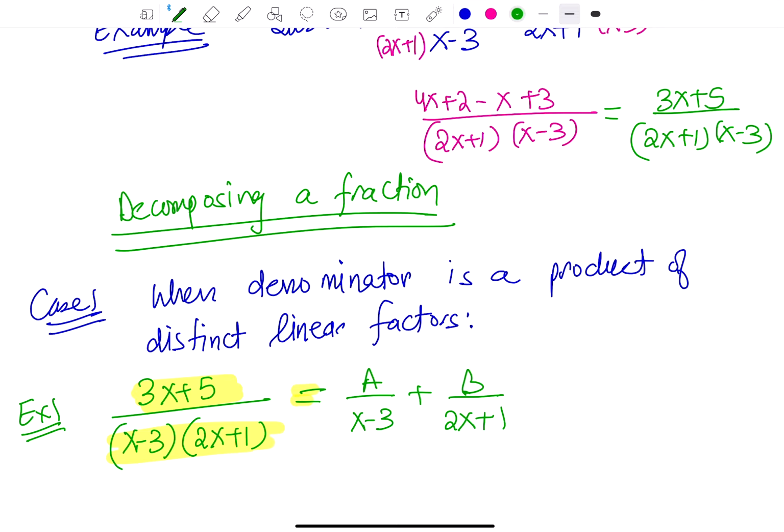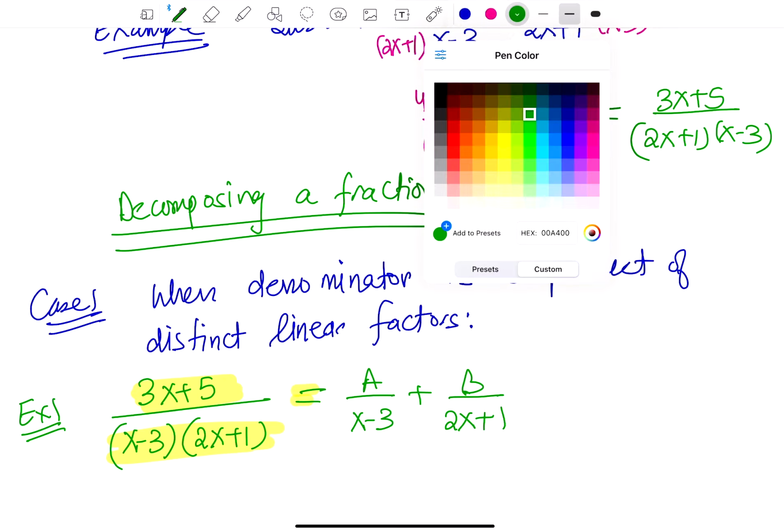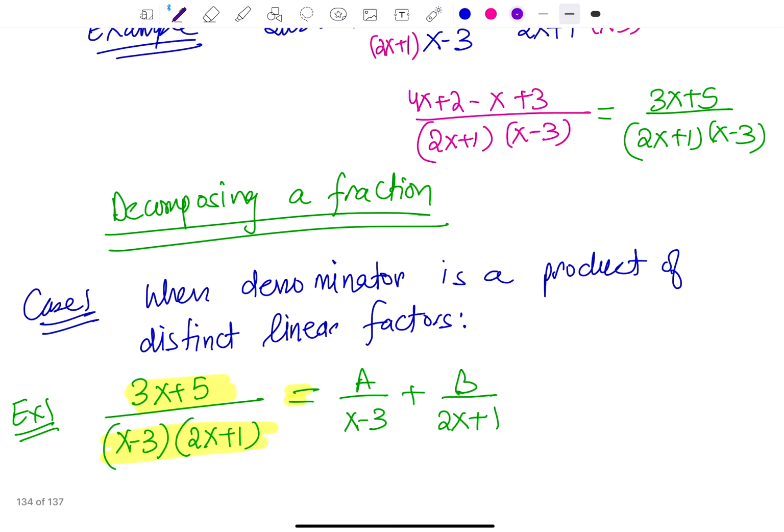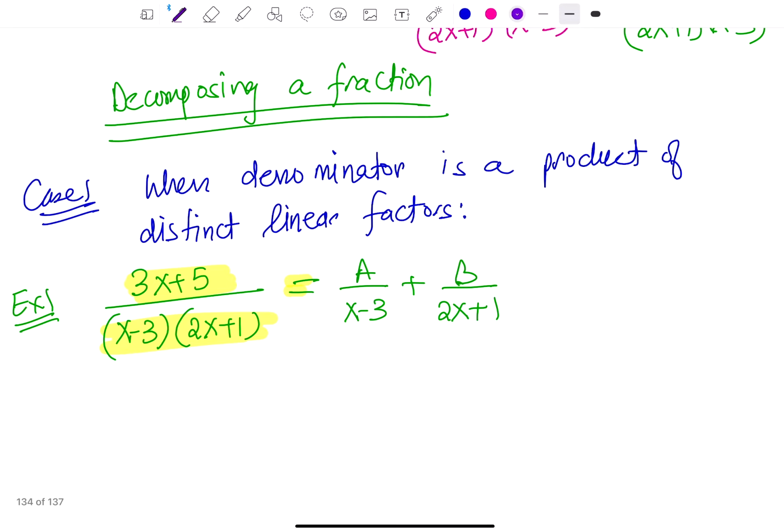And if we have more, we keep on adding more variables in the numerators and adding those distinct linear factors in the denominator. Now, the numerator does not do much when we are setting up a partial fraction. The denominator is the one that plays the bigger role. So now the next step, my goal is to find A and B. So I'm going to multiply both sides by the denominator, x minus 3 times 2x plus 1.